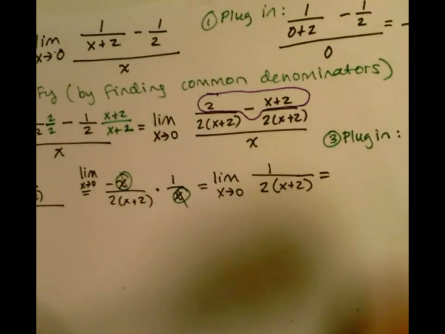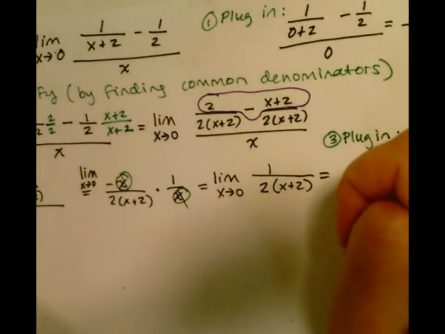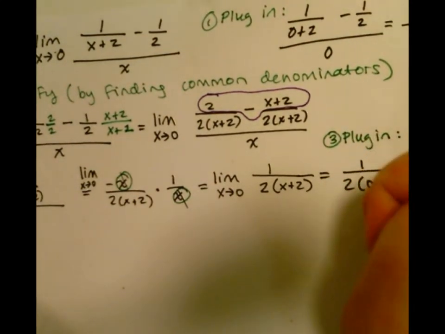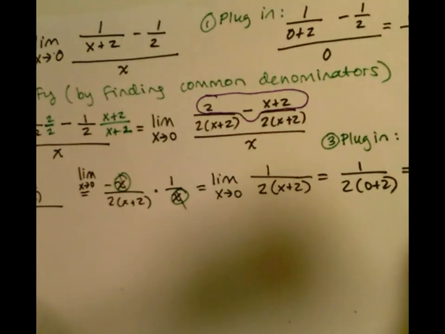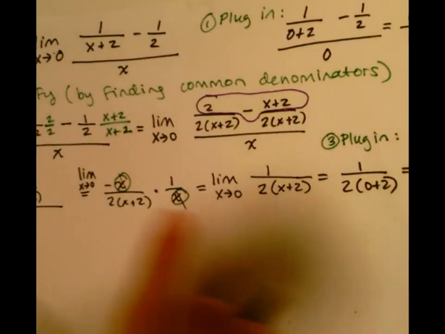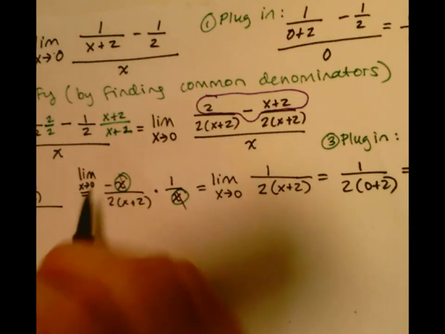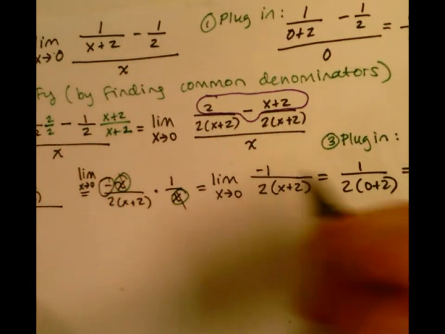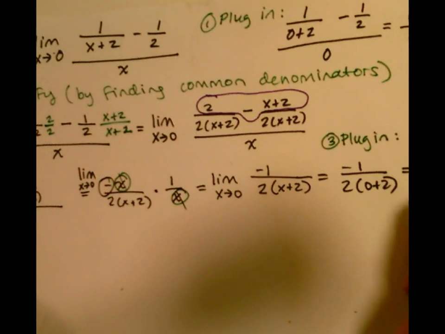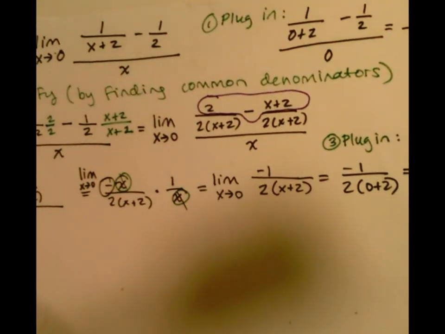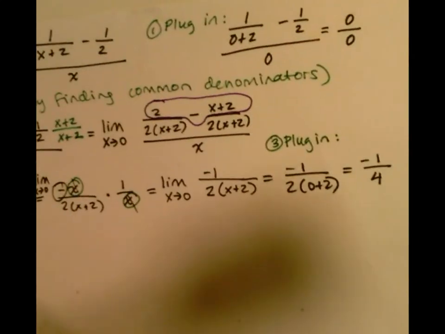Okay, so plugging in 0 here, we get 1 over 2 times 0 plus 2, which is, oh, you know what? I just realized I forgot this negative sign right here, so I'm just going to carry it over. So we get negative 1/4 as our final answer.